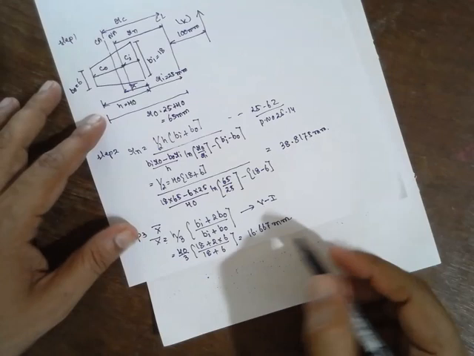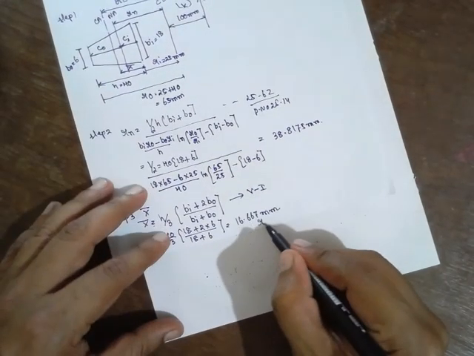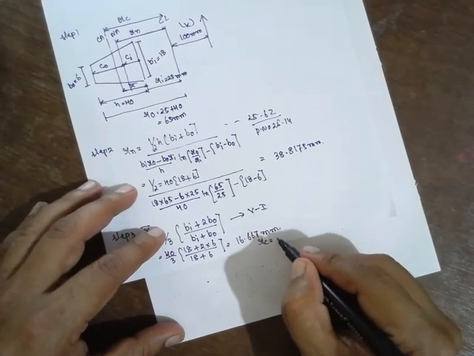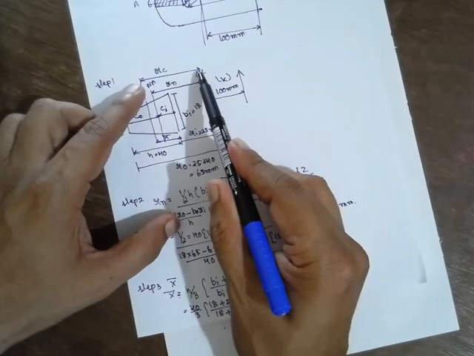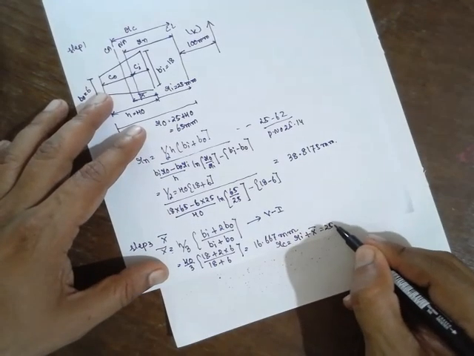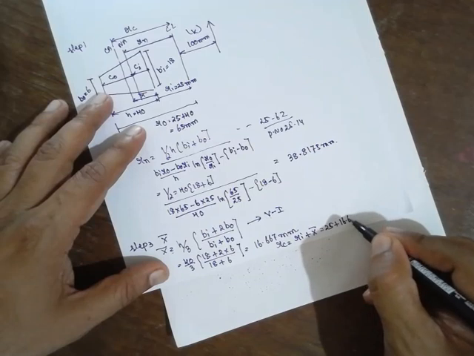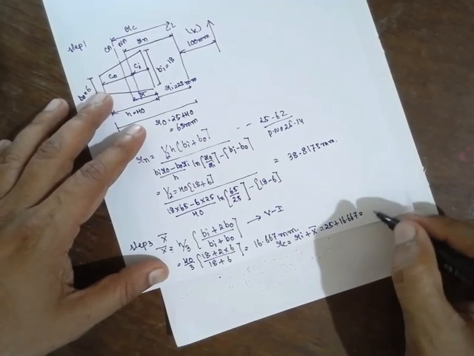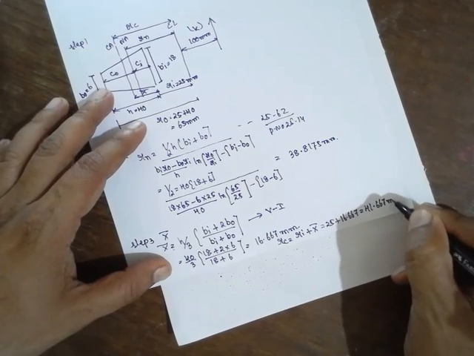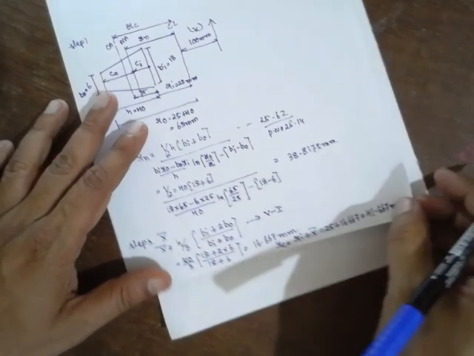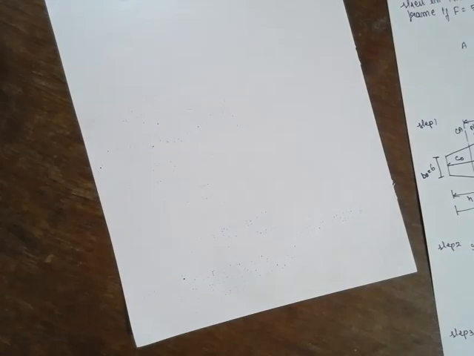I will go for finding RC. RC is RI plus x bar. RI is 25, x bar is 16.667. It will be 41.667 mm.